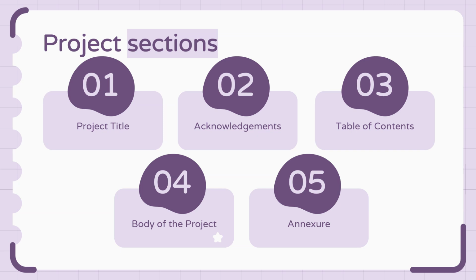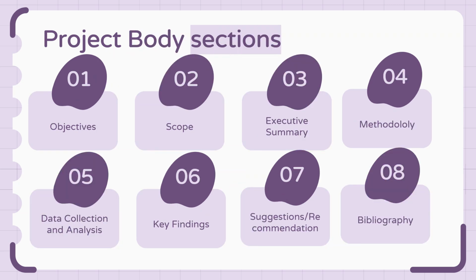It's not like a हमें project बनाना है, you start working on the project. You should understand के what the project talks about, what are the various sections, what needs to be covered. Like if I talk about here, there are 5 key sections: project title, acknowledgements, table of contents, body of project, and annexure.